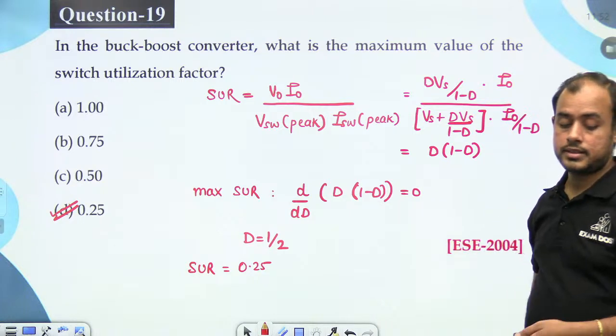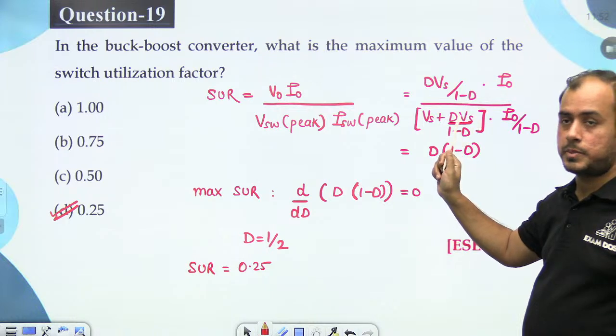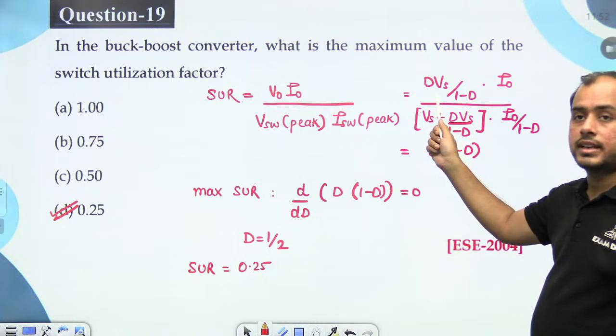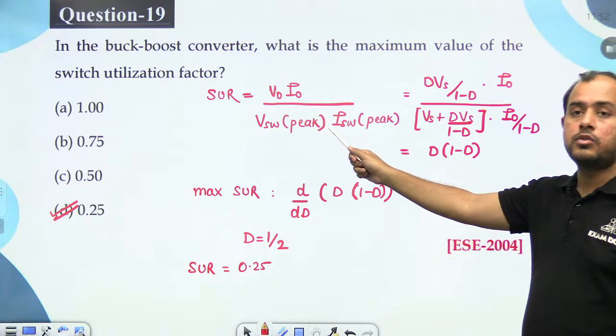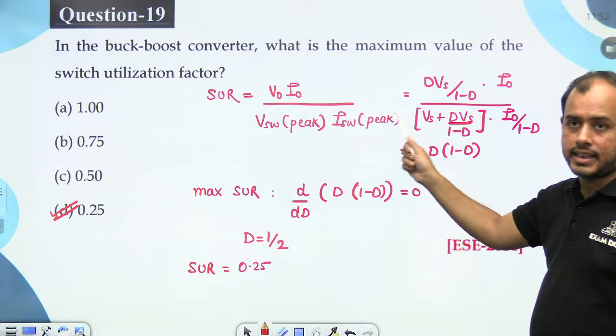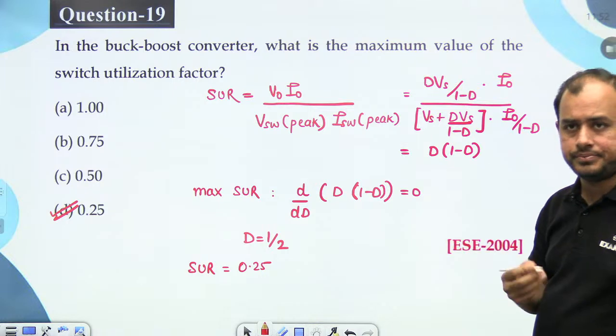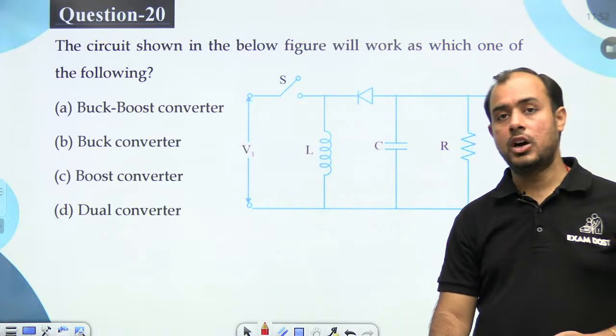ठीक है, तो इस टाइप से आएगा, V नॉट I नॉट बाय V स्विच पीक, I स्विच पीक। V नॉट in boost converter is dVS by 1 minus d, I नॉट is I नॉट। Switch peak voltage is VS plus V naught. Switch peak current is the inductor current I naught by 1 minus D. Okay. So that is how we derive it.